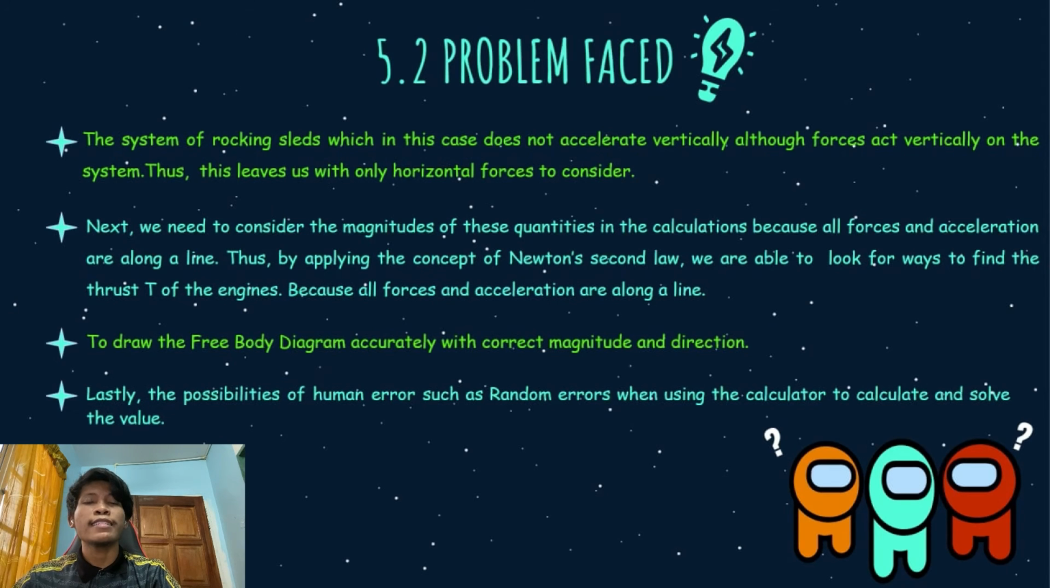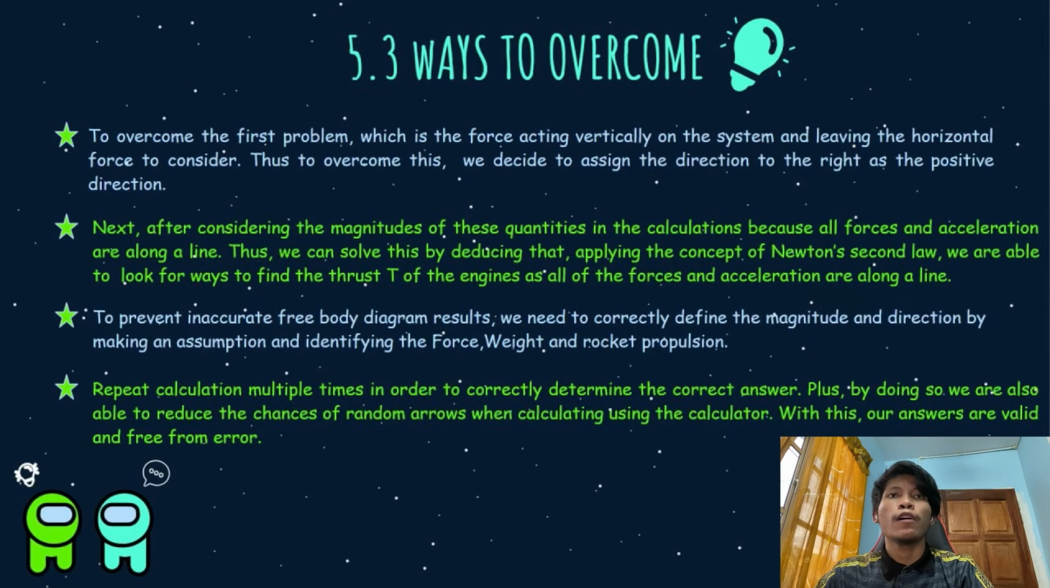To draw the free body diagram accurately, we need the correct magnitude and direction. And lastly, there is the possibility of random error when calculating and solving the value. For 5.3, ways to overcome the problem.